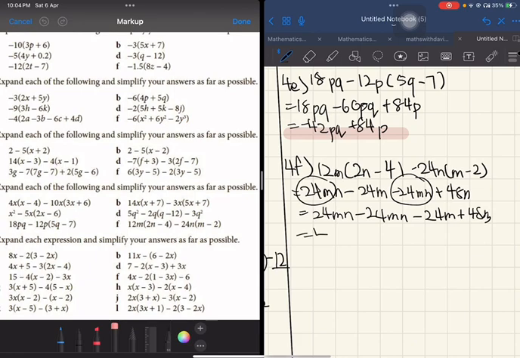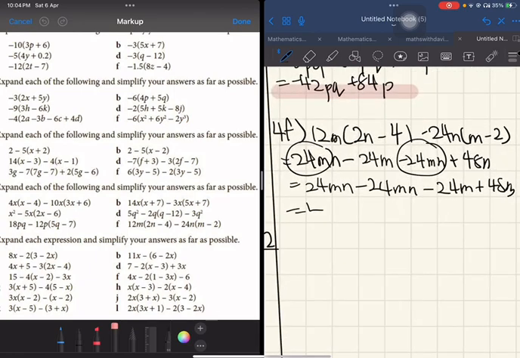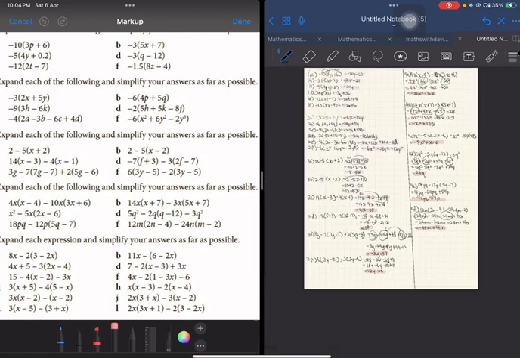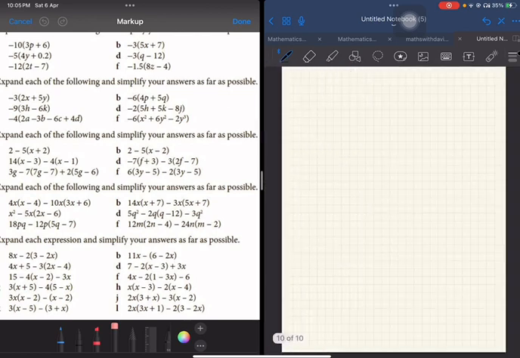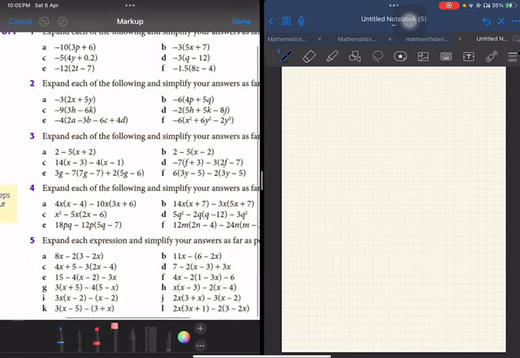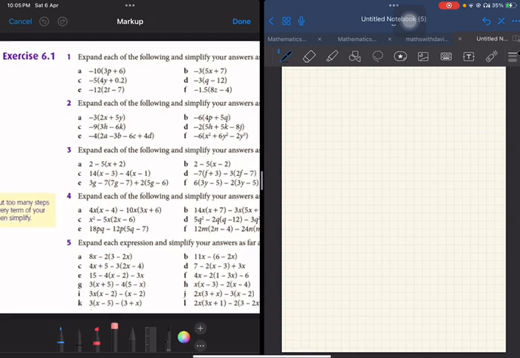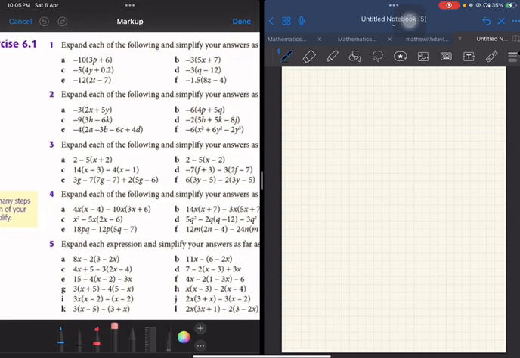The final answer is going to be negative 48m plus 48n. That is the final answer for question F. Okay, now let's move on to question 5, the last question in exercise 6.1. There are a lot of parts to question 5, but it's okay.